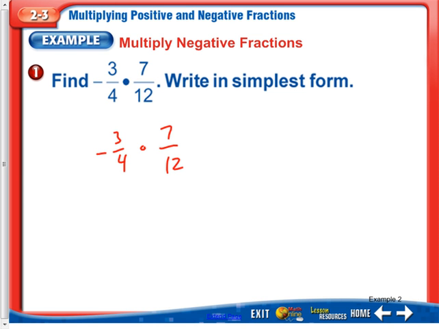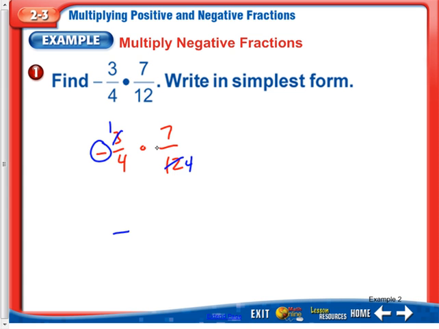Yes, you can. Okay, again, remember, the only thing that we really need to worry about with the negatives is determining whether the answer will be positive or negative. Now, I only have one negative, so I know my answer will be negative. So I can go ahead and write that right down here. I know the 3 and the 12, I can divide both by 3. I'll get 1, and I'll get 4.